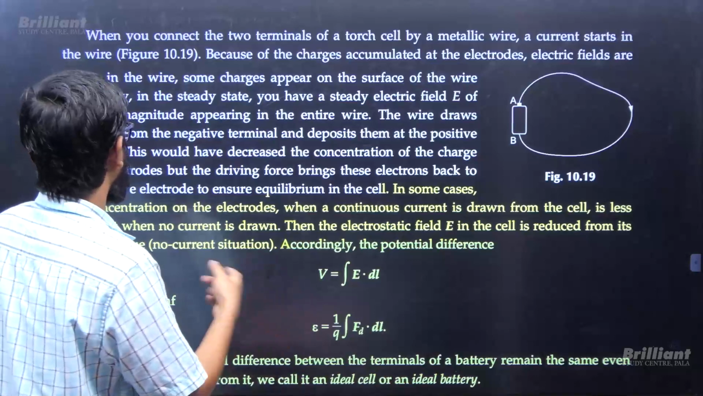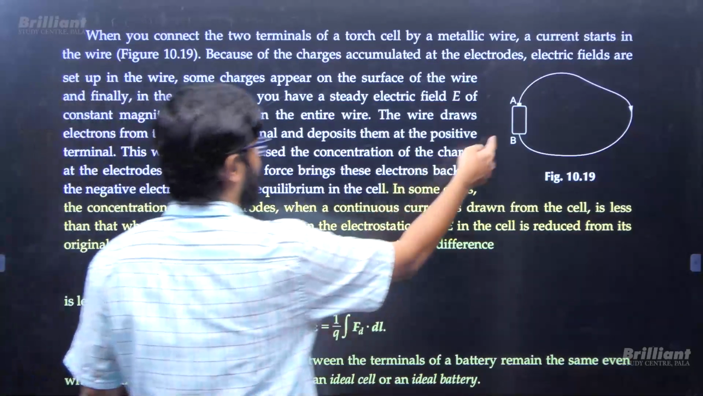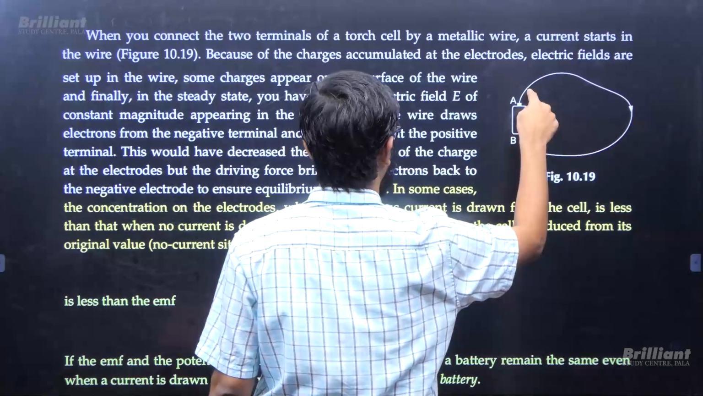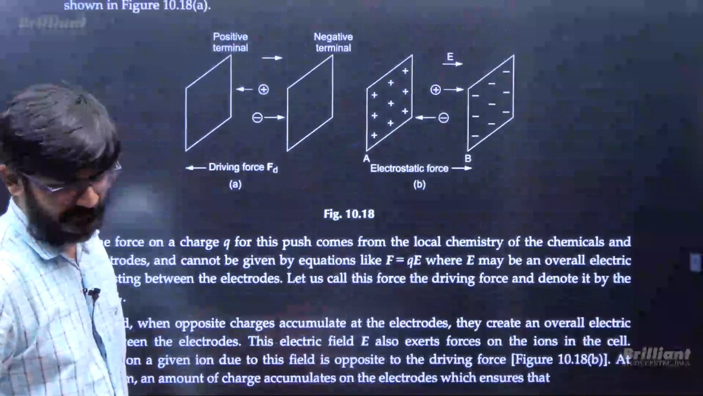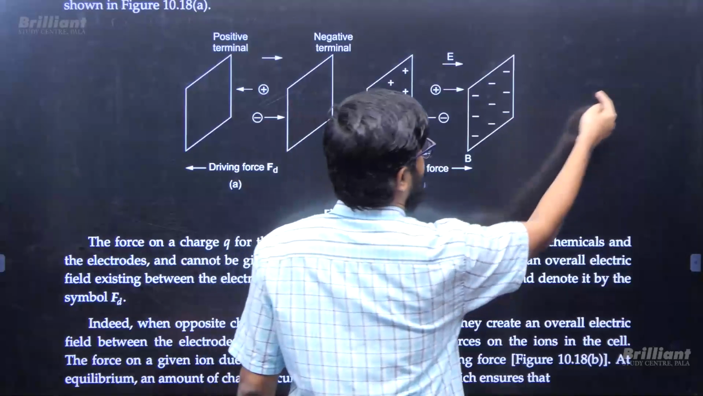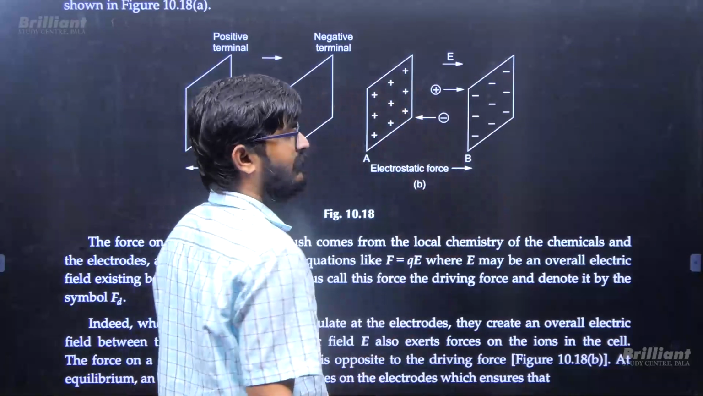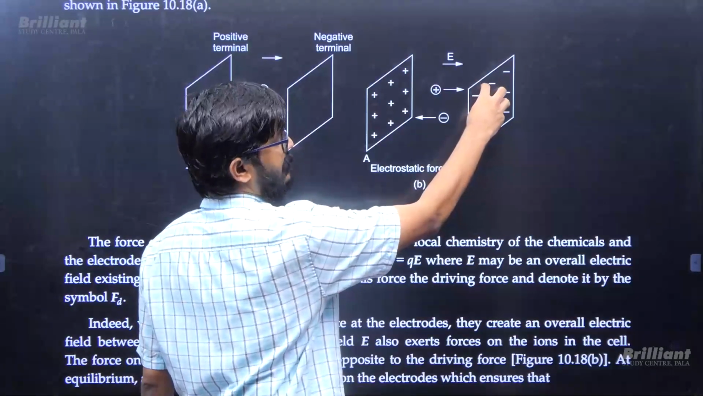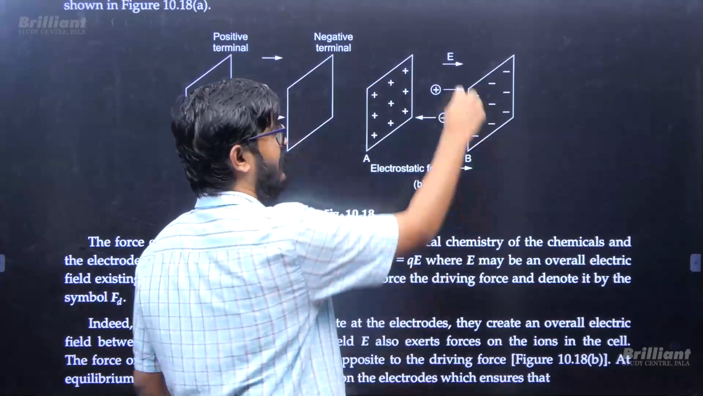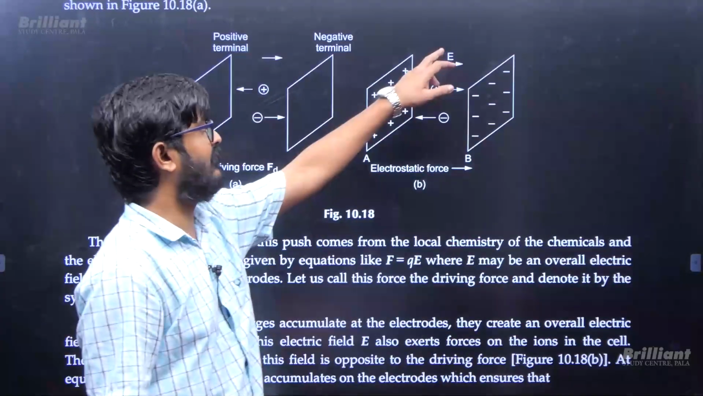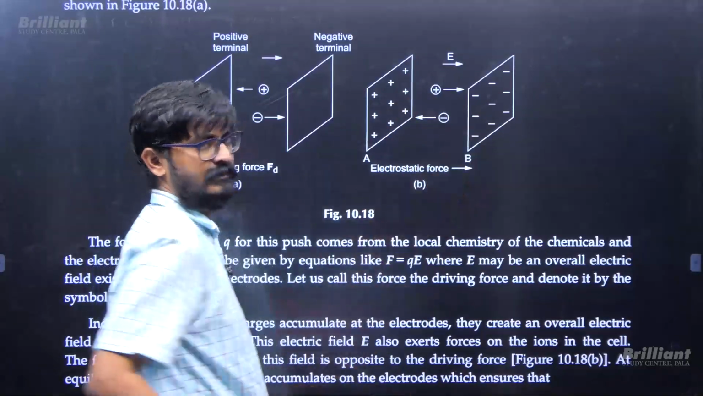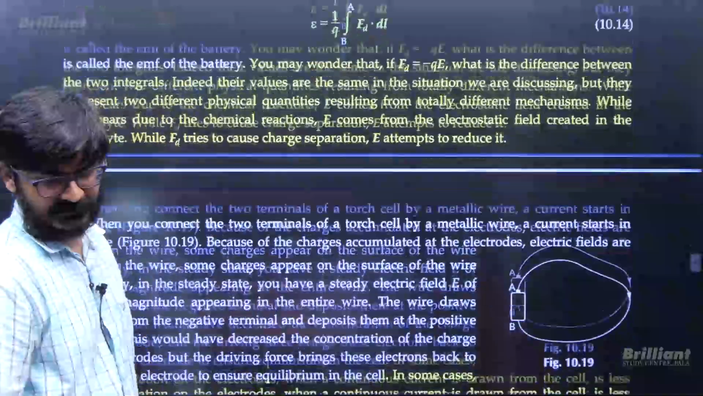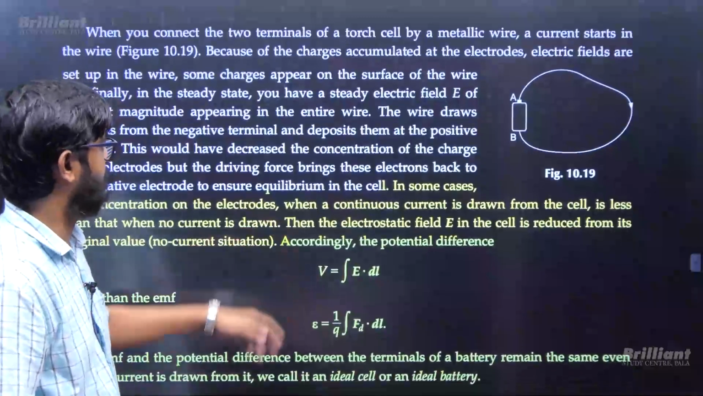The wire draws electrons from the negative terminal and deposits them on the positive terminal. So what is happening? These electrons are going and getting deposited here. Then the concentration will reduce here, so the electric field will reduce here. If the electric field reduces, then the driving force is more, so it will try to push the charges here and there. So that's happening continuously. Anyway, we'll see the explanation.